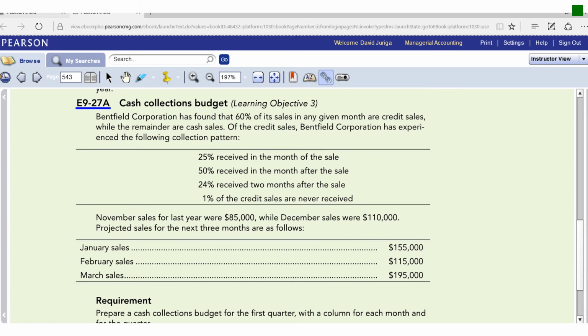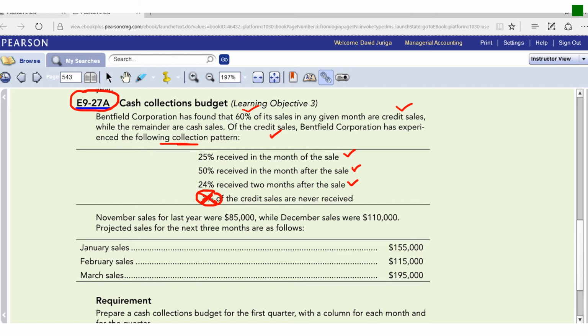Okay, so the last illustration I'm going to walk you through is a cash collections budget. This is exercise 927A. Let's read this. We've got Bentfield Corp has found that 60% of its sales in any given month are credit sales. That means 40% must be cash. It says of the credit sales, they have experienced the following collection pattern. So you got 25% collected in the month of sale, 50% in the next month, and then 24% 2 months later. This 1% that's never collected, we're not going to worry about that because again, we're worried about collections, not non-collections. So anytime you ever see something percent is never collected, you can ignore that.